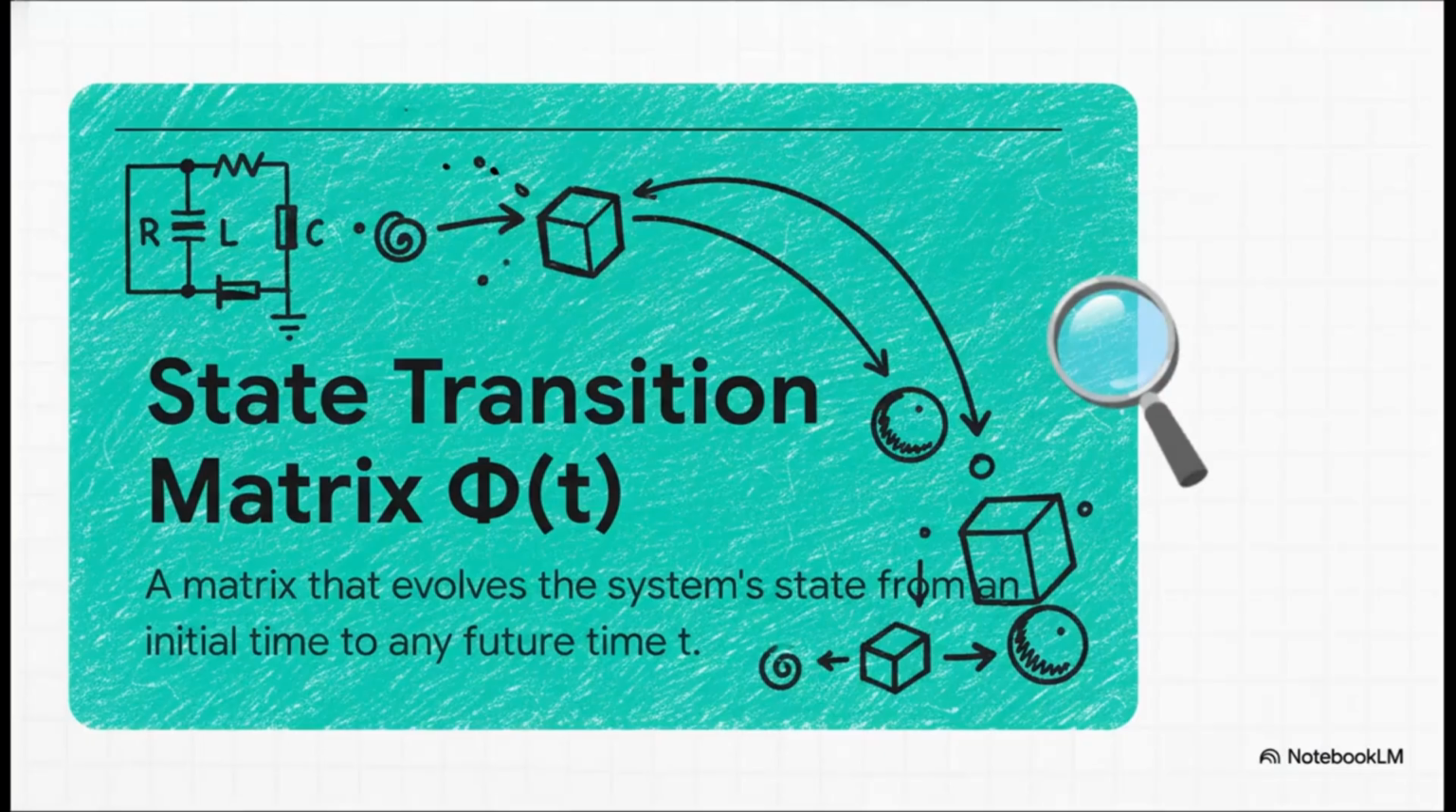The key is this thing called the state transition matrix. But honestly, you can just think of it as a time machine. It's amazing. You give it your starting state x of 0, and you tell it how far into the future you want to go, t. It literally multiplies them together and spits out the system state at that future time. It plays the system forward for you.